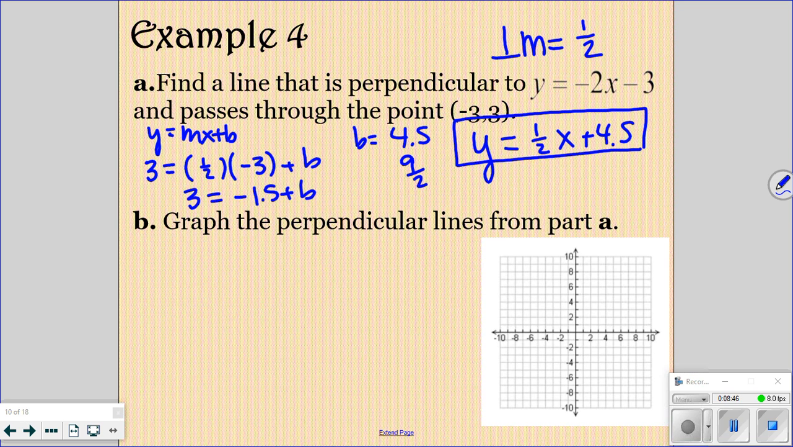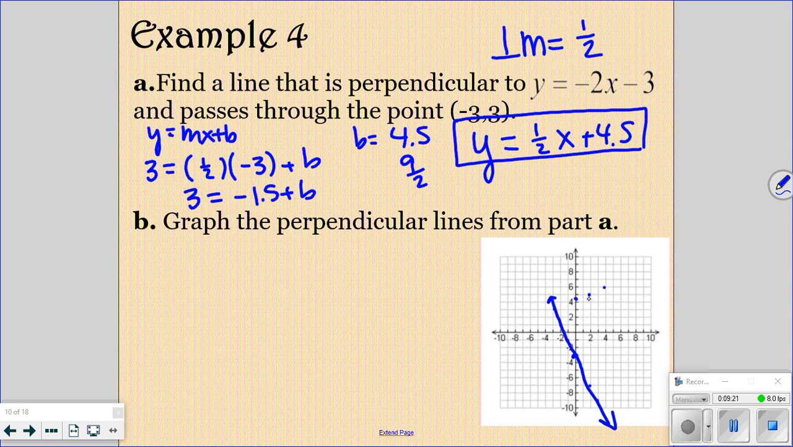Now it wants us to graph them. So let's graph the line they gave us first. So go to negative 3, and then we're going to go down 2 and over 1. So that's the line they gave you. And then the line we found went through 4.5. So that's up here. And we went up 1 over 2.